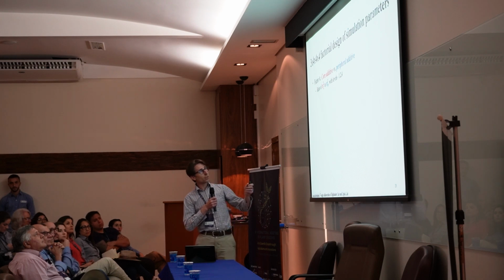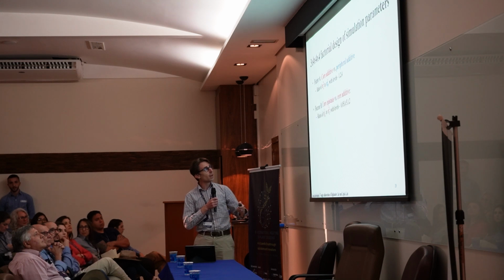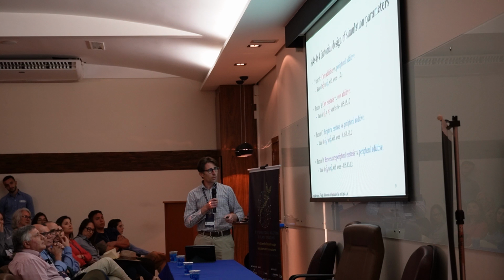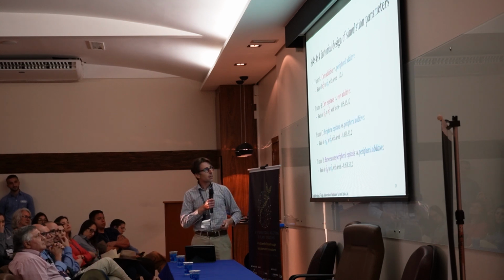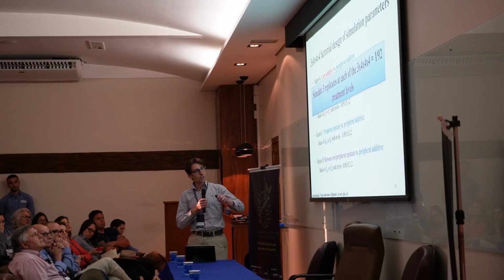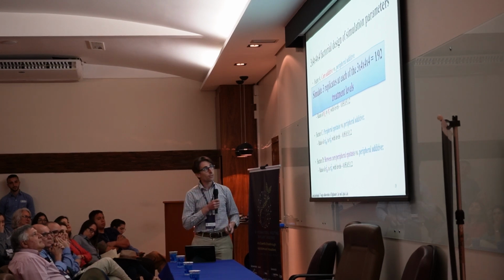For factor A, we looked at core additive versus peripheral additive effects. Factor B, we looked at core epistasis versus core additive effects. Factor C, we looked at peripheral epistasis versus peripheral additive. And factor D, we looked at core-by-peripheral epistasis versus peripheral additive. We simulated 3 replicates at each of the 192 treatment levels.